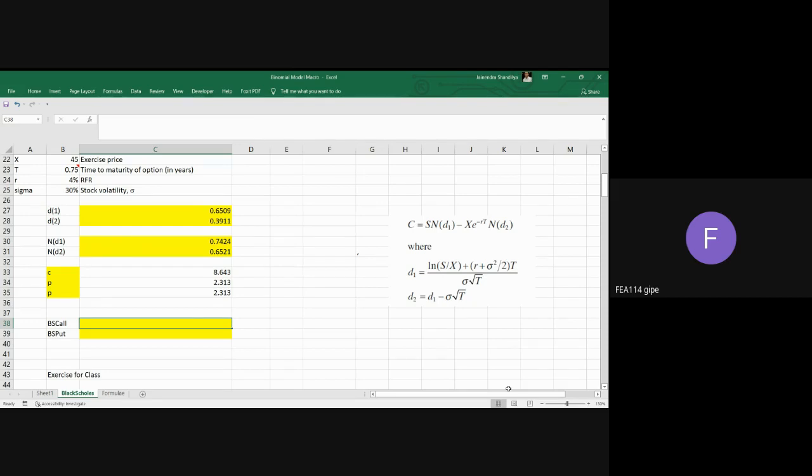Now the most important part of this session is, do you really need to go through this circuitous, long way of entering the stock price, entering the normal distribution value for D1, and then subtracting from them the exercise price, discounting that by the exponential of interest rate and time, and then multiplying that by the normal distribution of factor D2?